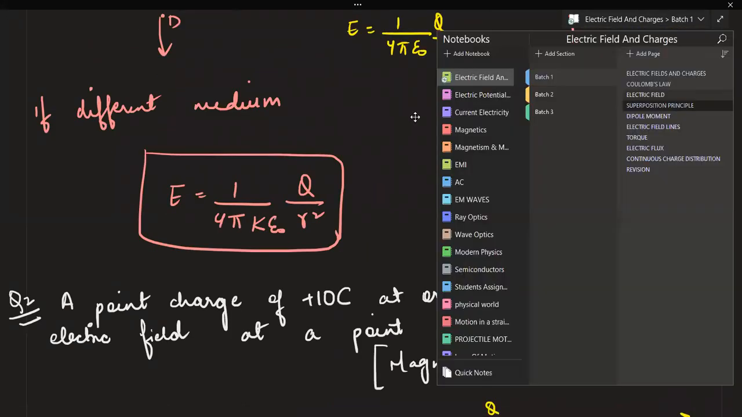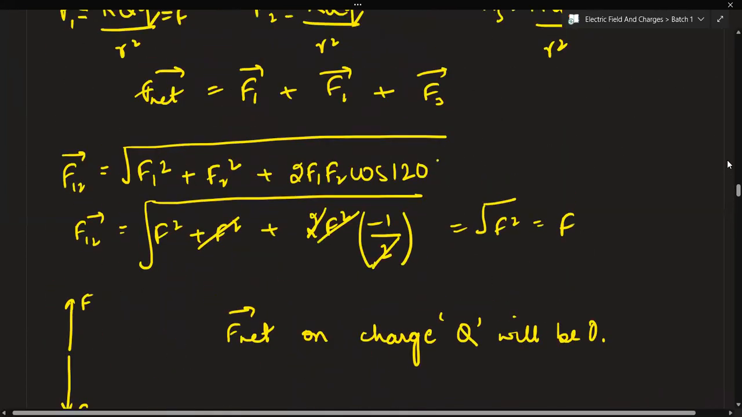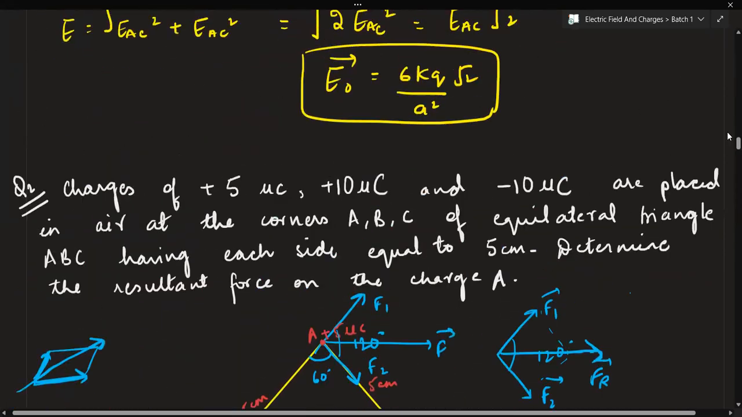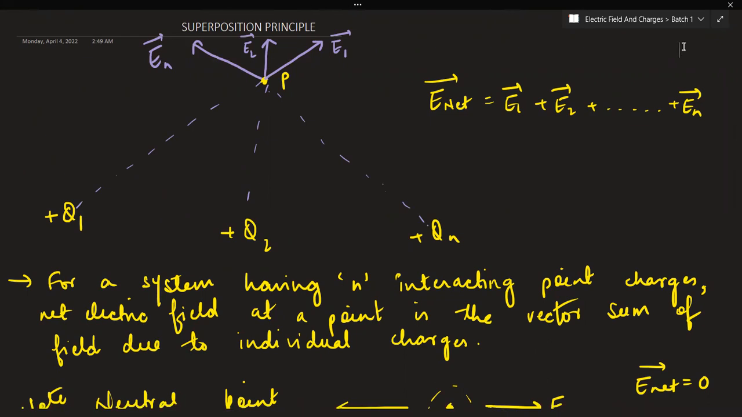Superposition principle, we have studied it in wave optics also. There is nothing much to discuss in this. If many charges are present, more than 2, n number of charges, 3, 4, 5, 6, 7, any type of charge, even if 2 charges are present, whatever individual electric fields and individual forces are present, not only for electric field but for electric forces also, you have to vectorially add them.